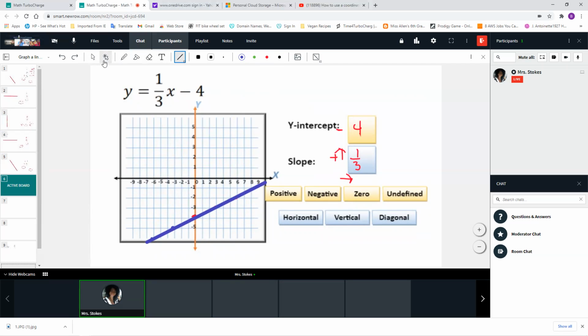So now I can take a look at this line. I see that it's high on the right, so I know that it has to be positive, and the slope says it's positive. And also I see that this line is on a slant, so I can see that it's diagonal. So I'm going to mark off a positive line, and this line is on a diagonal, okay?